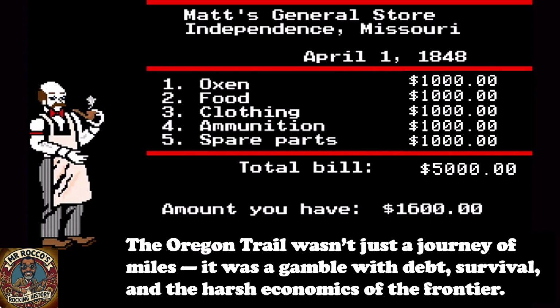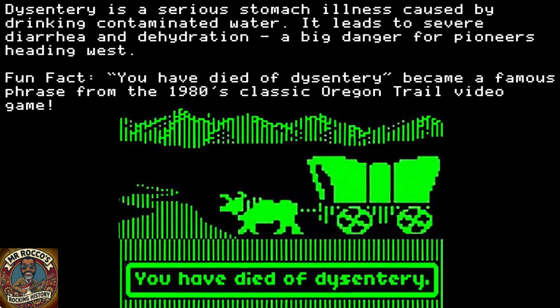The real winners? The merchants. They sold supplies to settlers and gold miners, charging inflated prices for even the most basic of things. Food, clothing, even spare parts all cost many times more than back east. Instead of striking rich, most families found themselves struggling just to get by. The Oregon Trail wasn't just a journey of miles. It was a gamble with debt, survival, and the harsh economics of the frontier.